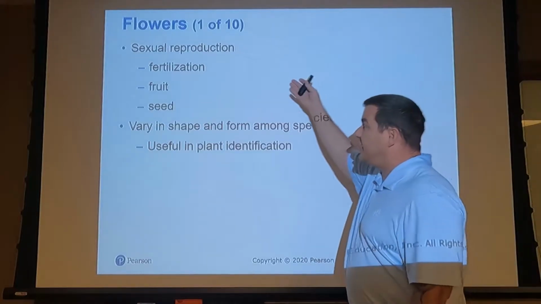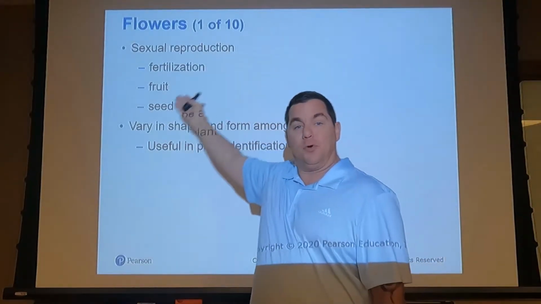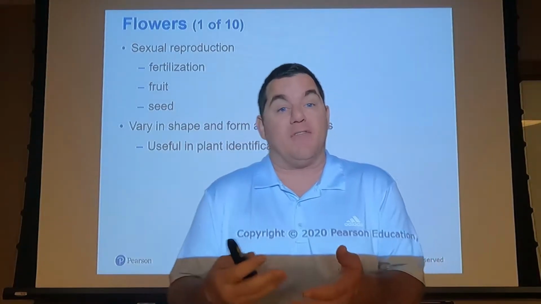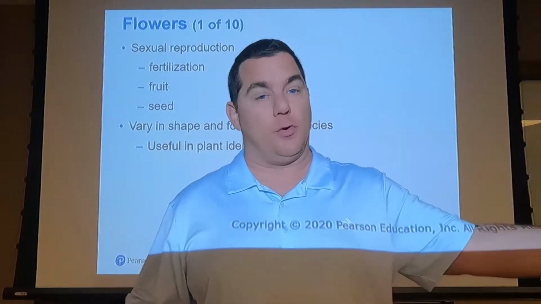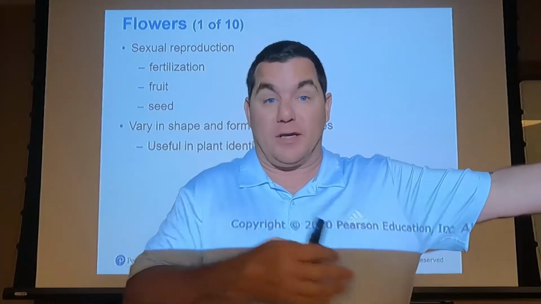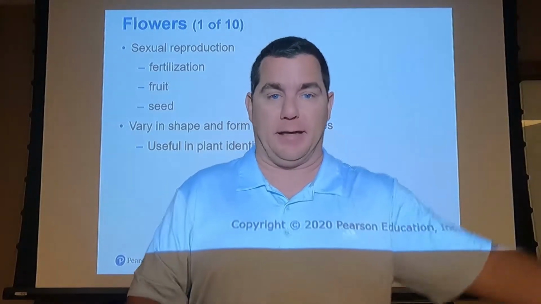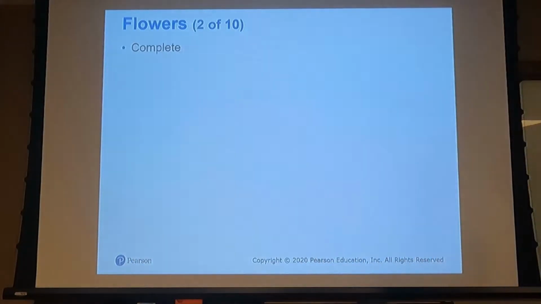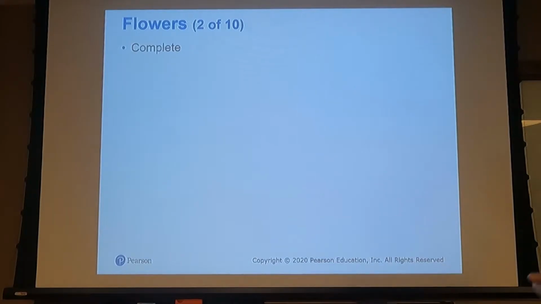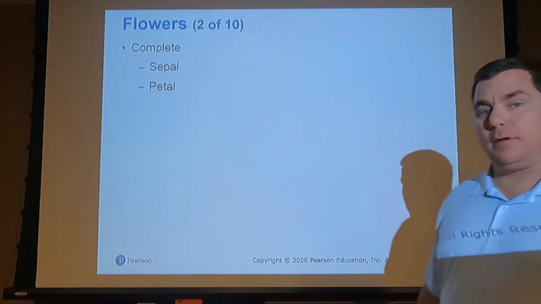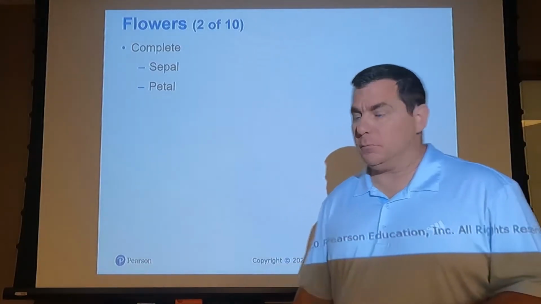So we have a fertilization. It forms a fruit. Typically within that fruit is a seed that contains all the genetic information that it needs in order to reproduce and continue on as another plant. So we have 2 types of flowers, complete and incomplete. In a complete flower, we have the sepal and the petal.